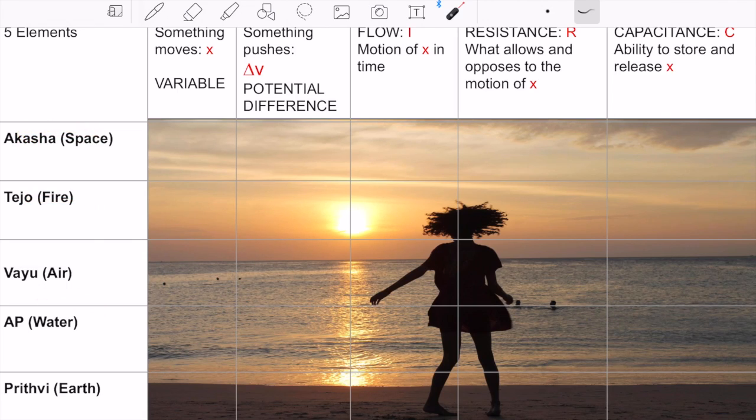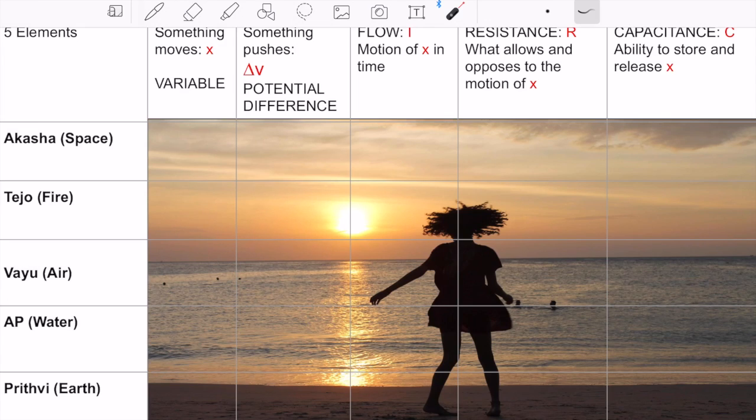The concept of motion and the concept of resistance, and maybe the concept of capacitance. Let's look at these two concepts first for each field of nature.